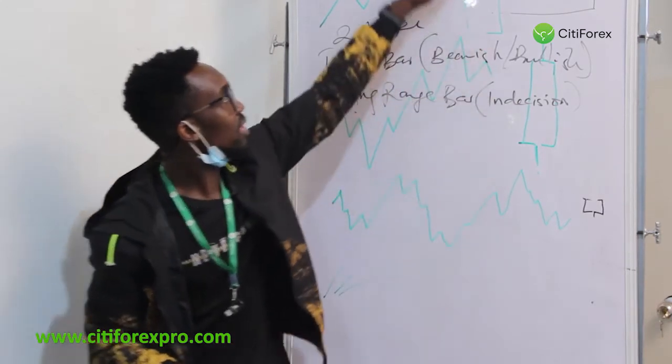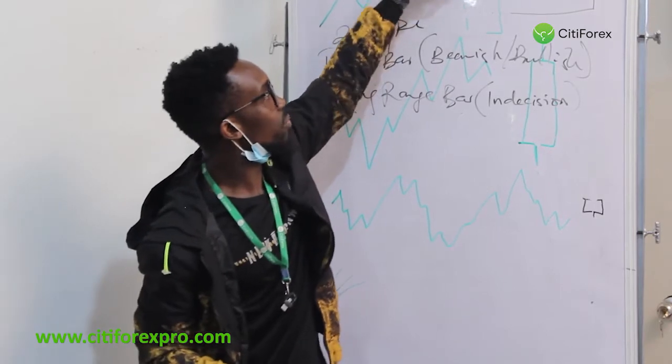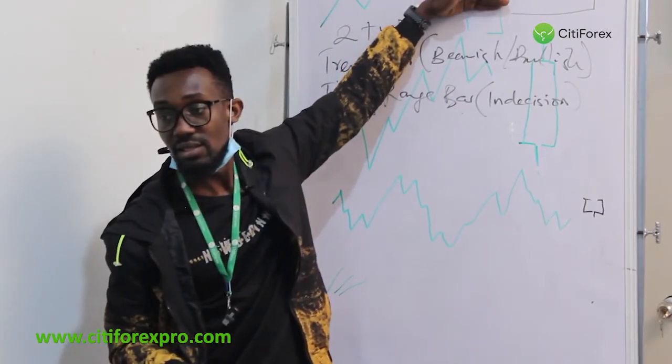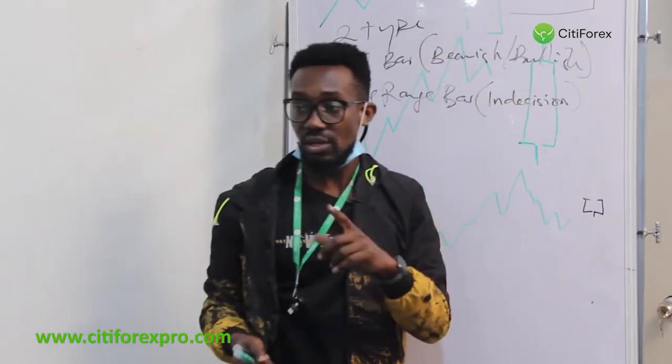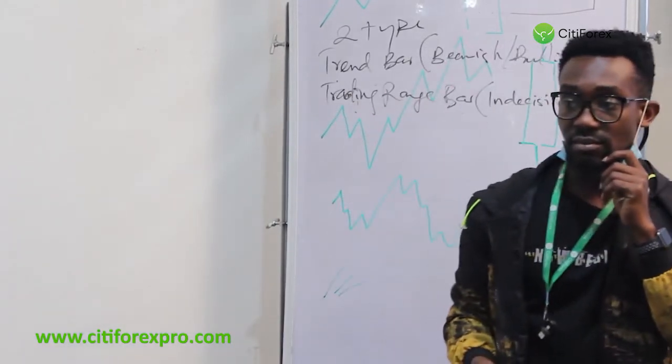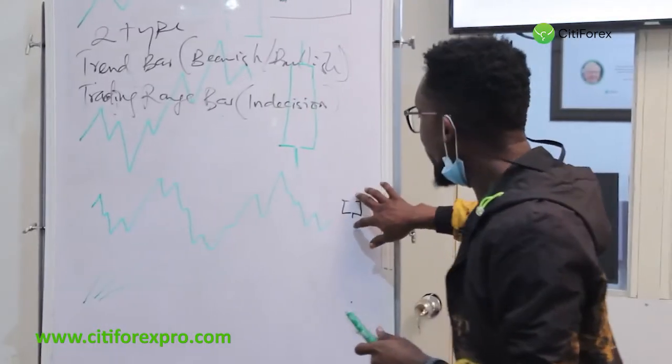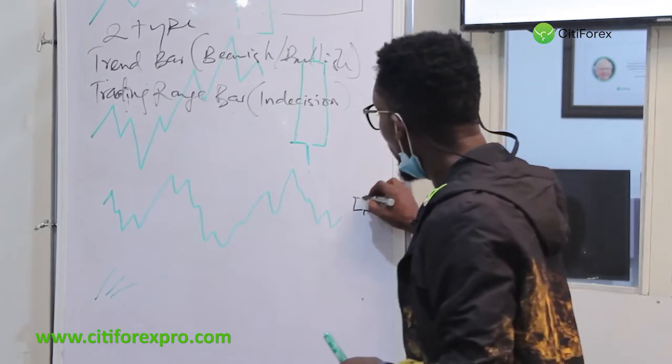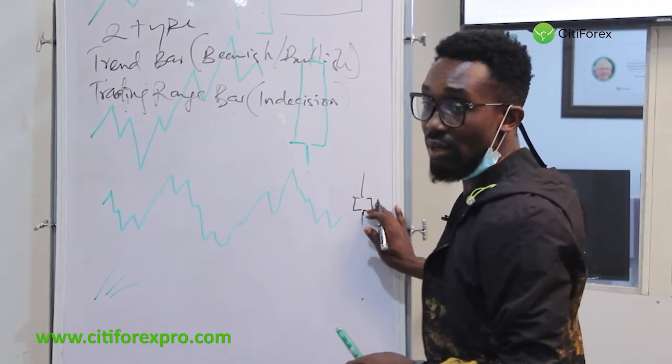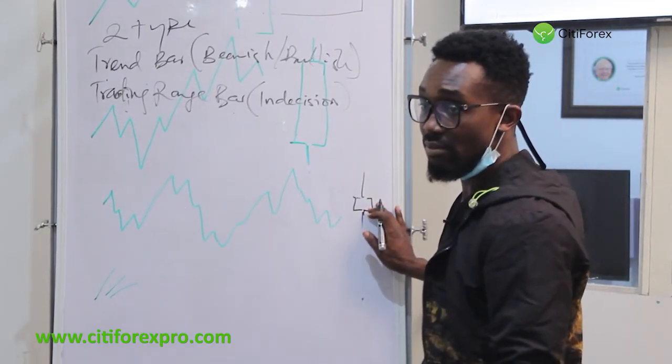Yes, it's not that, because this can be a full body trend, but it's short like this. I don't know if it makes sense to you, so that you don't make a mistake on that. What makes it a trading range bar? Small body candles are generally trading range bars.